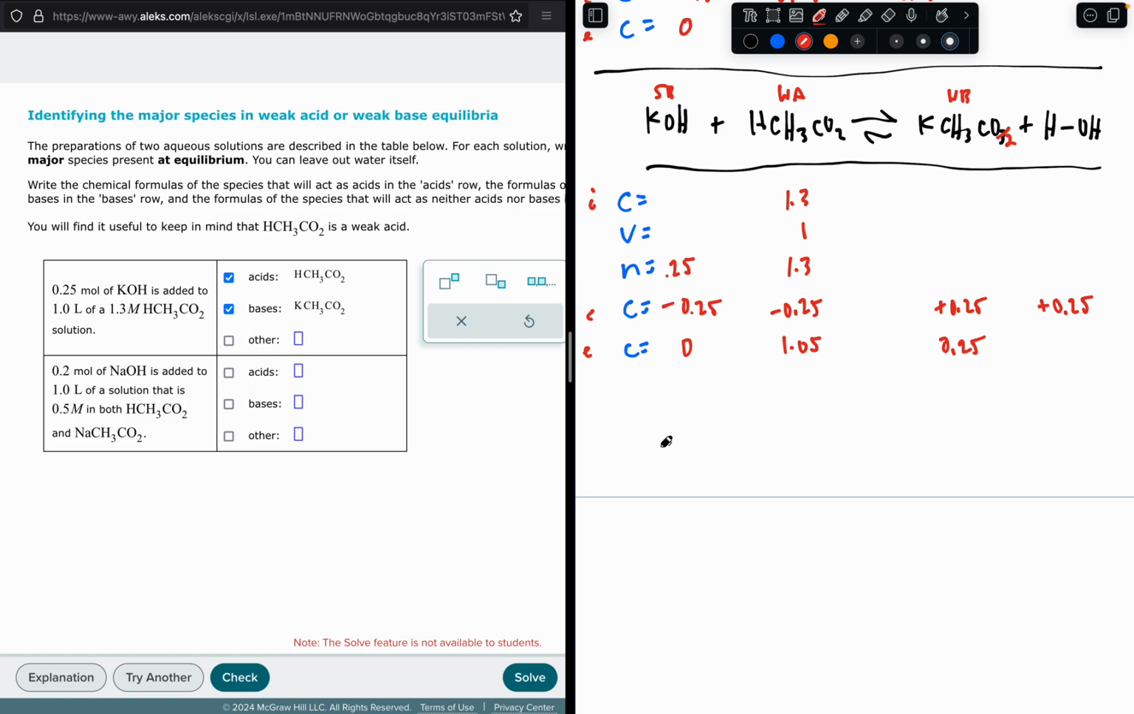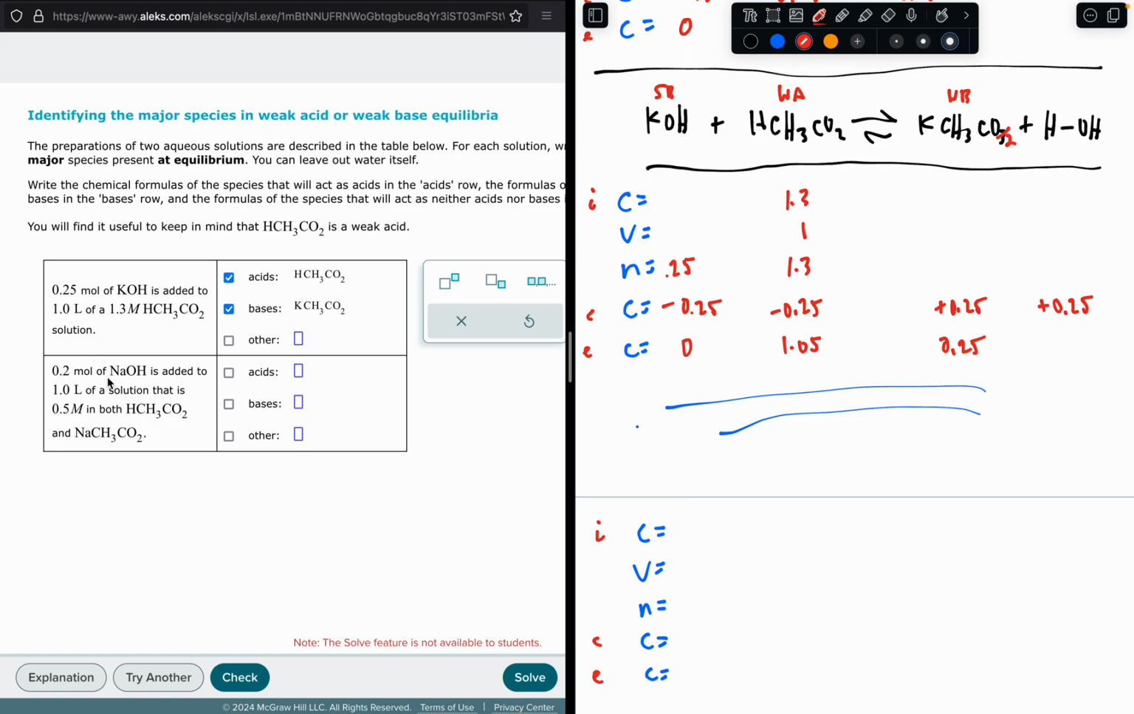Let's do another version of this. I'm going to keep these same columns here, but it's a different scenario. C, V, and this is for the bottom one. Now I'm doing the bottom one. C and C where this is my initial, change, and equilibrium. I know that's ugly, but let's keep going.